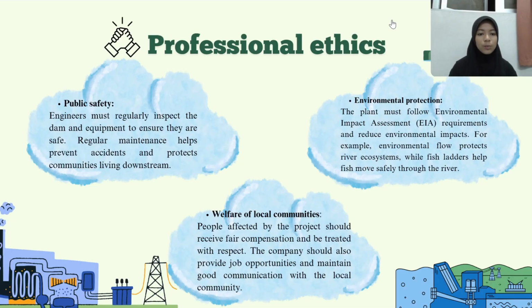Then environmental protection. The plant must follow EIA requirements and reduce environmental impacts. For example, environmental flow protects the river ecosystem, while fish ladders help fish move safely through the river. Then we have welfare of local communities. People affected by the project should receive fair compensation and be treated with respect. The company should also provide job opportunities and maintain good communication with the local community.